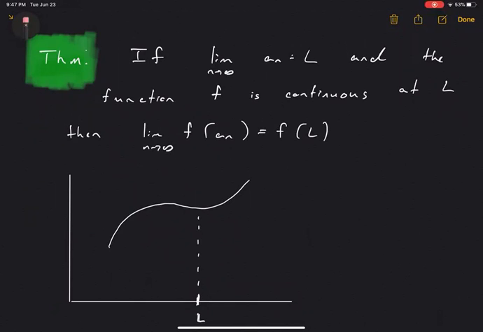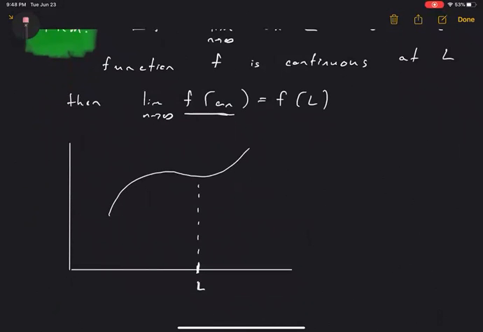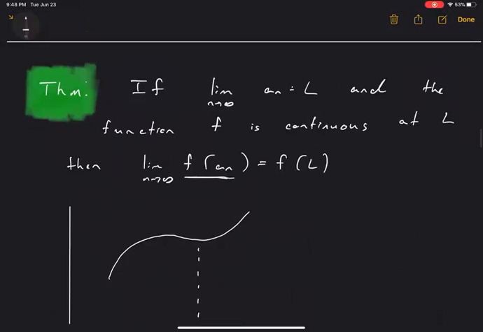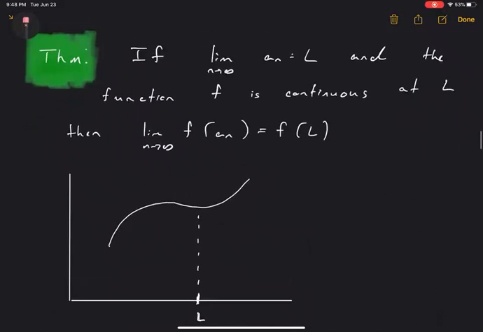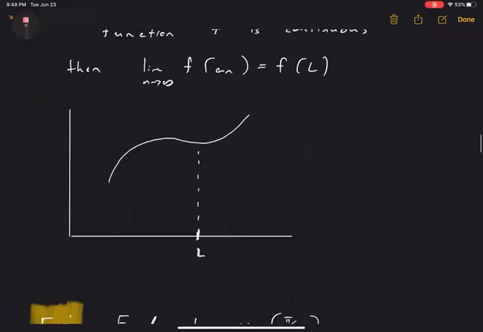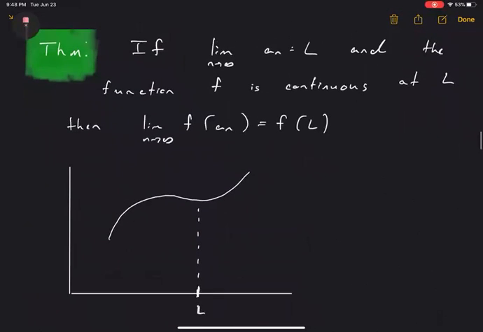And the function f is continuous at L. Then the limit of f of the sequence, the limit of that function of that sequence, equals f of L. Okay. So look at this theorem, think about it for a second, pause the video if you need to, and now I will explain. Okay, so what does this mean?